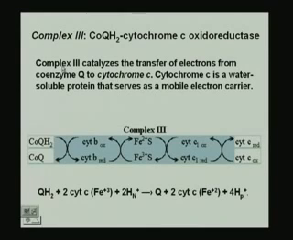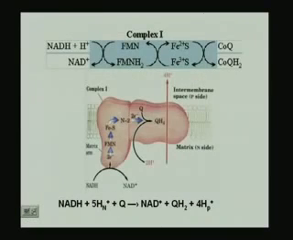Now, here we have complex 3 that catalyzes the transfer of electrons from coenzyme Q to cytochrome C. If you remember, in the first complex, Q formed QH2. Coenzyme Q formed CoQH2. Now, what has to happen? The QH2 has to get back to Q. Otherwise, you cannot have another NADH go to NAD plus, as simple as that.